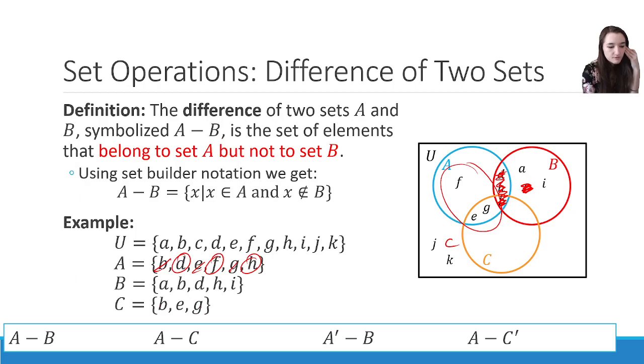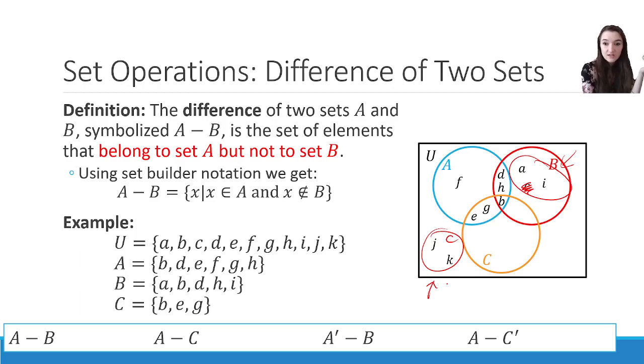And then A complement minus B, once again, here I have to think about what is A complement. Well, if I take everything outside of A, so that's these guys, and then I want to remove B from it, well, these are the ones that are in B, so I'm just left with this, right? J, K, and C.